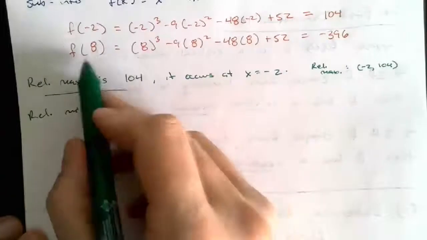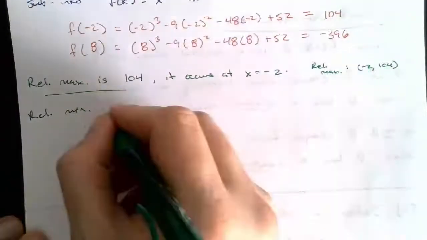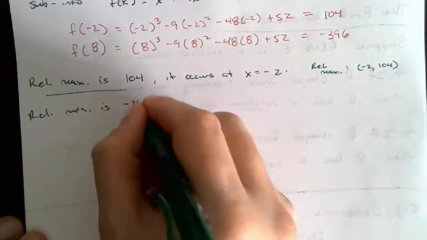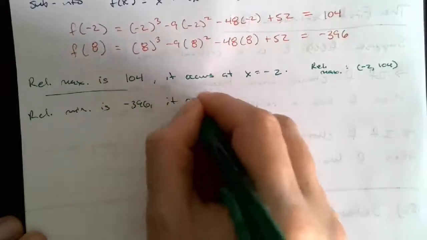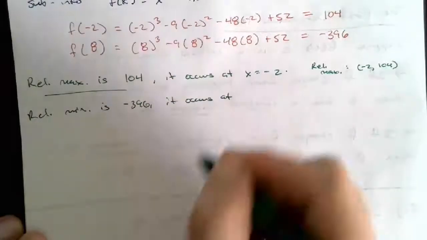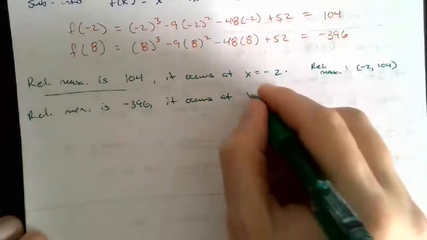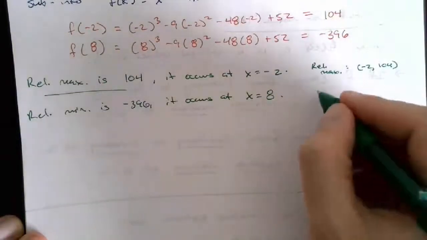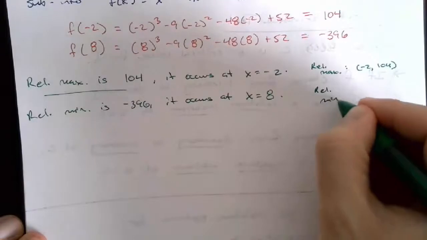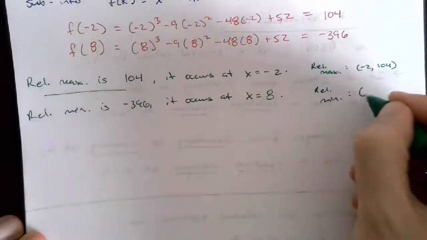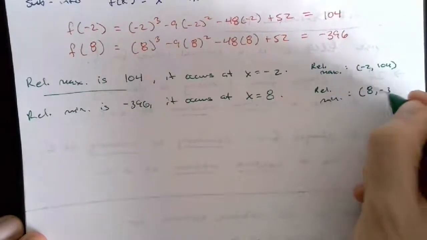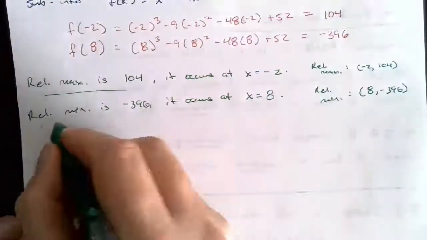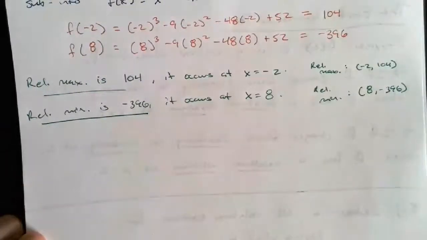So the relative minimum is the y value at 8, which is -396. It occurs at x equals 8. You might also see this written as an ordered pair. For the relative minimum, we could say it has coordinates 8, -396, but again, remember, the actual minimum itself is the -396.